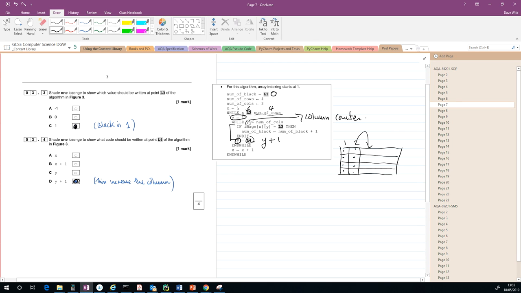And that's why I've circled this lozenge. Y is y plus 1.